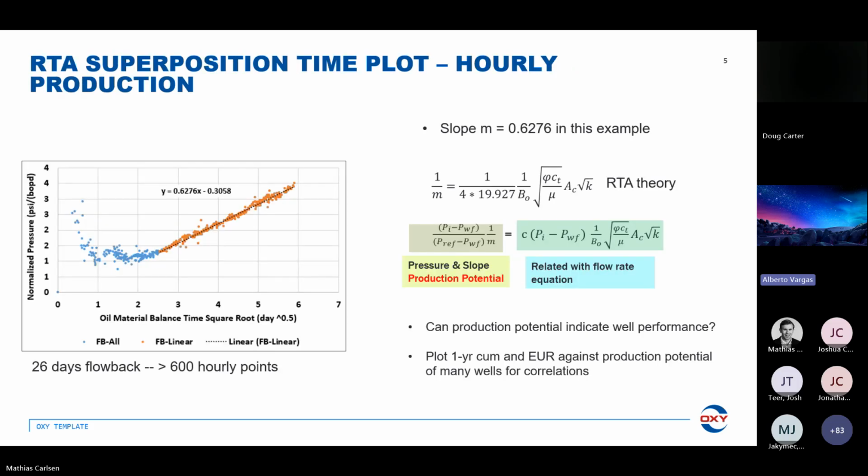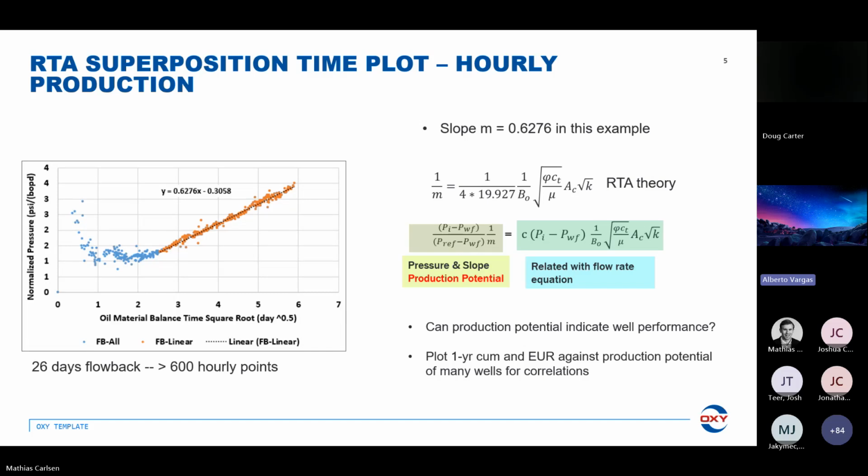So go back to the RTA first. I have to say that I used an Excel file to create this RTA plot, because it's many years ago. Now we can use Whitson. It saved me a lot of time. So this is in an Excel file, just the RTA material balance based superposition time plot. You can see that this is just flowback data. It has hourly data. That's why we only have 26 days of flowback, and we have like 600 data points. We can see that the slope is very straight, very nice.